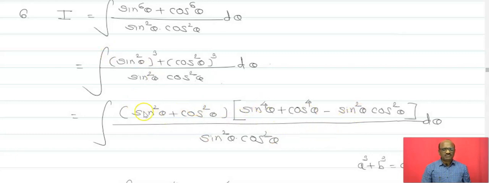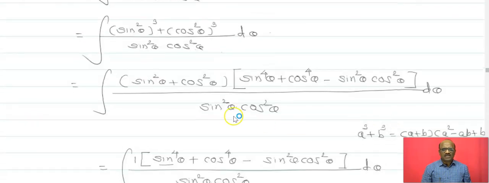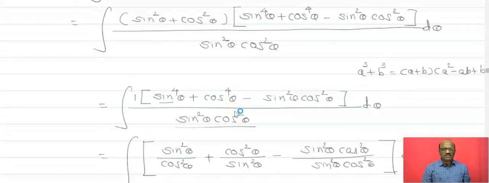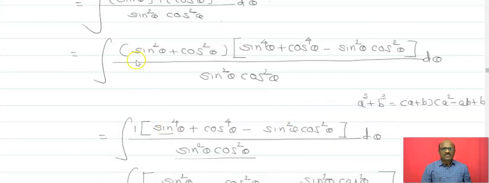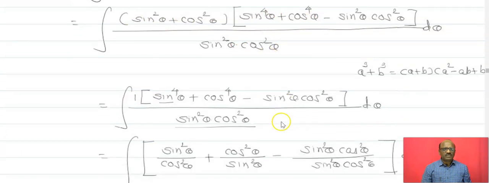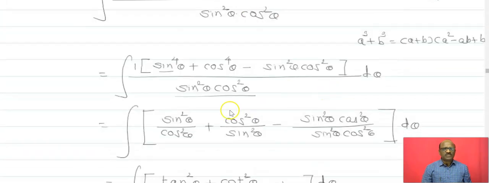And in this way, in the first bracket you will get sin square theta plus cos square theta, that is 1. What is remaining? Sin raised to 4 theta plus cos raised to 4 theta minus sin square theta into cos square theta d theta upon sin square theta into cos square theta. And this is the formula. Now see, the value of the first bracket is 1, then sin raised to 4 theta plus cos raised to 4 theta minus sin square theta into cos square theta, and in the denominator you will get sin square theta and cos square theta.